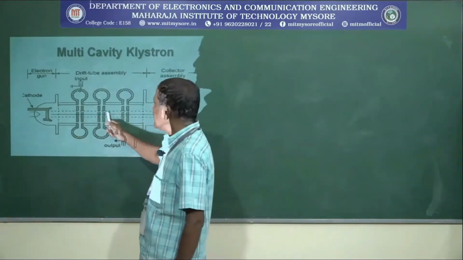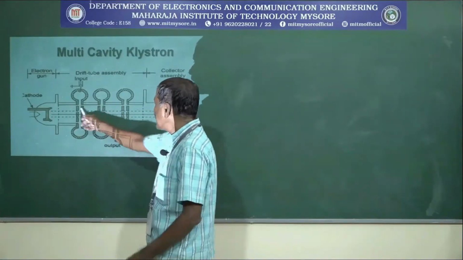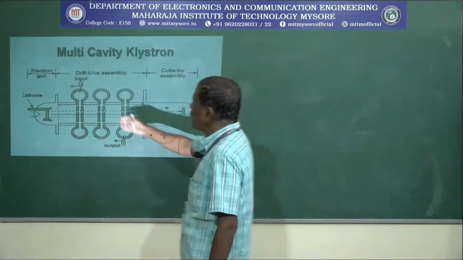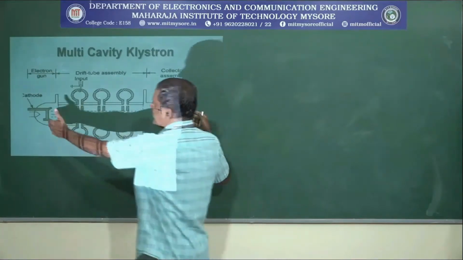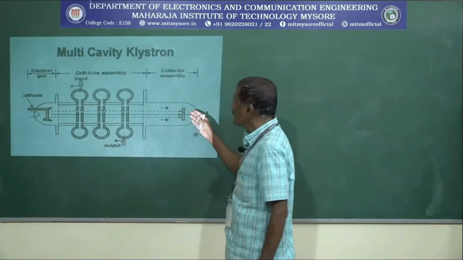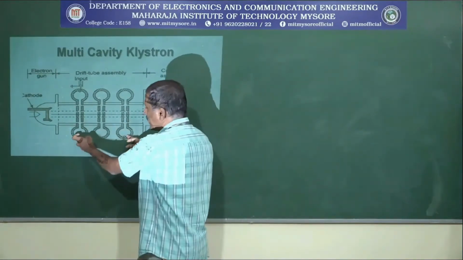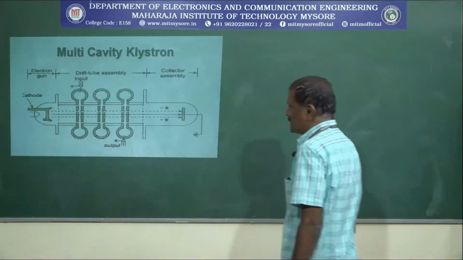Here you can see, this is one cavity, this is another cavity and this is another cavity. Here only three cavities have been shown, but like this, n number of cavities can be there. The construction details are the same as the previous one. Here you have the anode and here you have the collector. In the two cavity klystron we have only two cavities, and here we have n number of cavities.